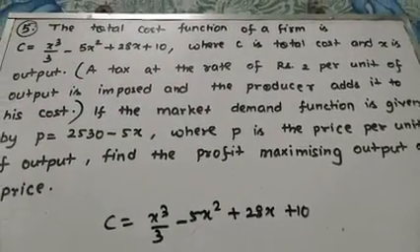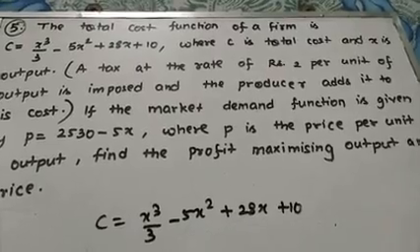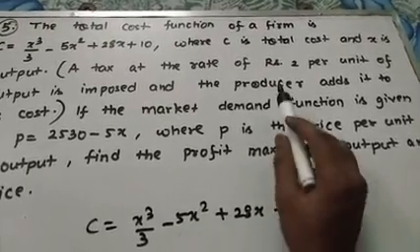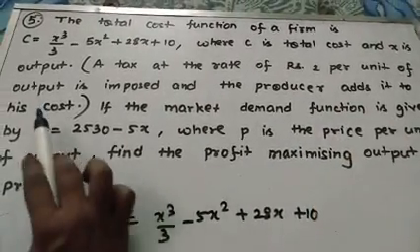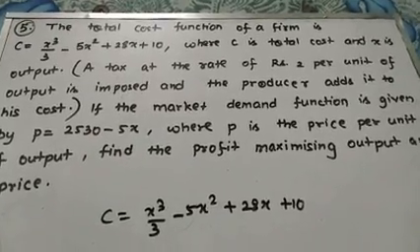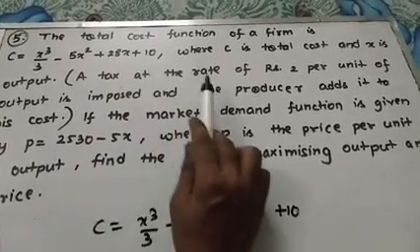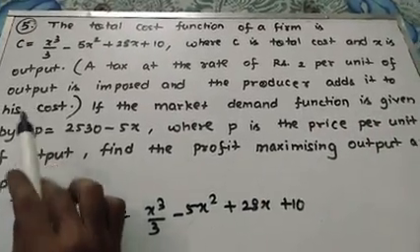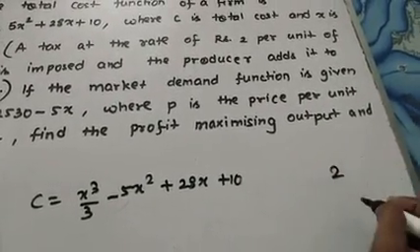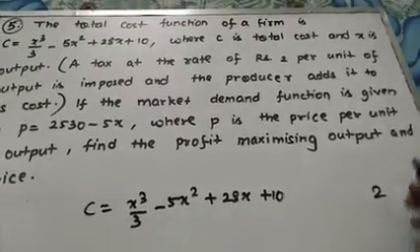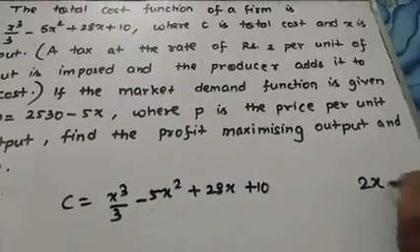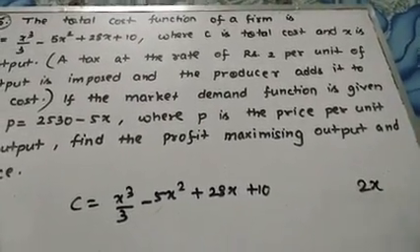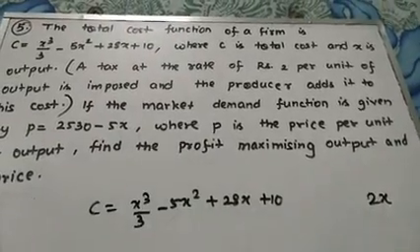Now the next line, be very careful about this particular line. A tax at a rate of rupees 2 per unit of output is imposed. That means a tax at a rate of rupees how much? 2 per unit of output. That means 2 rupees on the output, that is 2 into x. Finally 2x is imposed. Imposed means it is added.